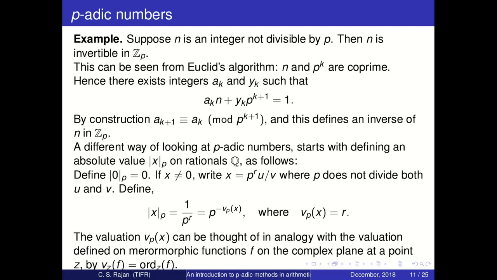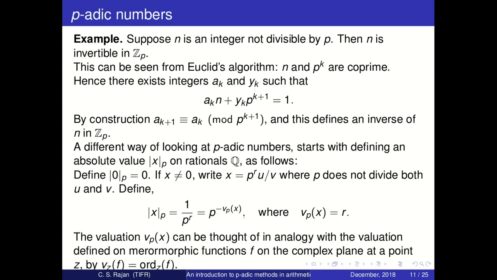Okay, so now I'm going to give you an example of a p-adic number, which is not the obvious one. Suppose n is an integer which is not divisible by p. Then my claim is that n is invertible in Zp. It defines a p-adic integer.